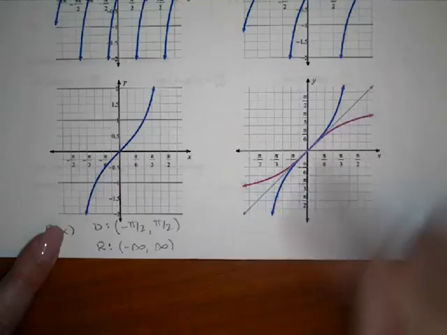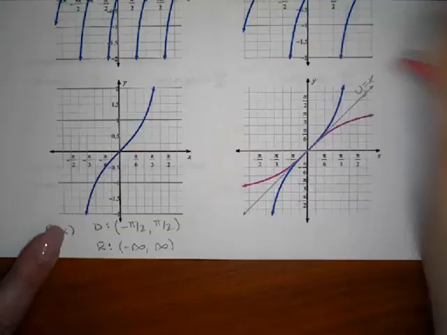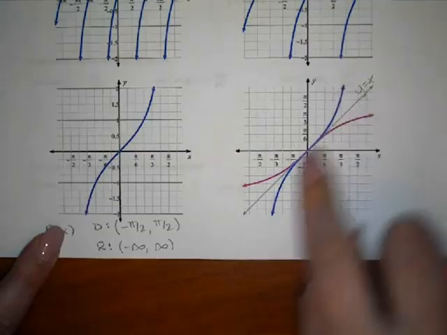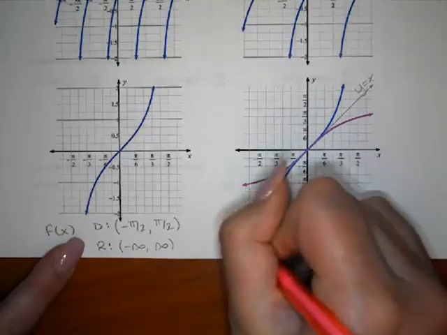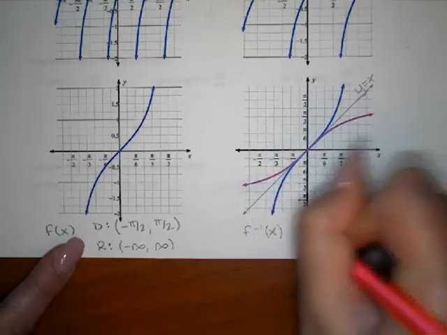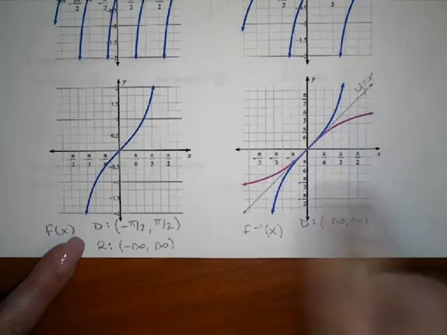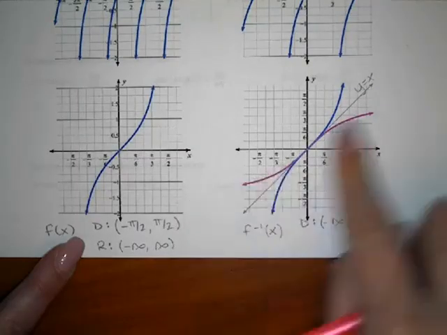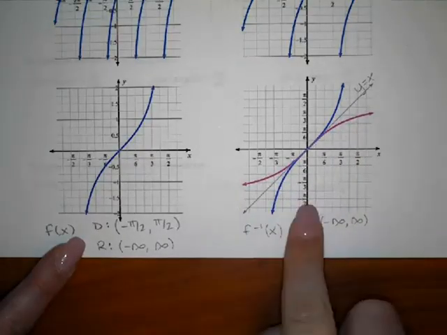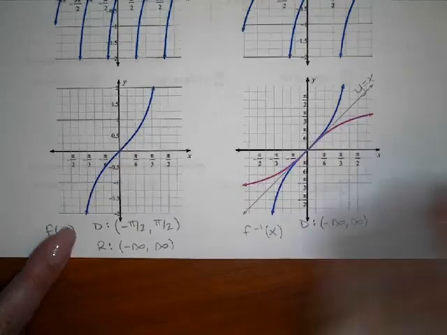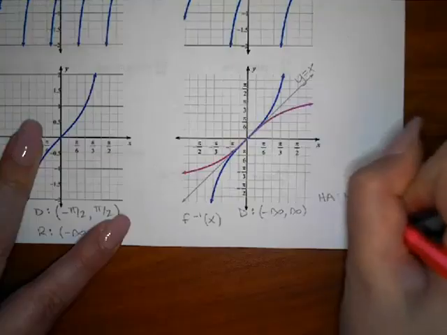So here's the line y equals x. We've got the tangent curve, one piece of the tangent curve, and here's tangent inverse. And so we're going to say for our inverse function, the domain is from negative infinity to infinity. This pink curve goes forever, and it has horizontal asymptotes at negative pi halves and positive pi halves. Okay, and I'm going to write that. We have horizontal asymptotes at y equals negative pi halves, y equals positive pi halves.